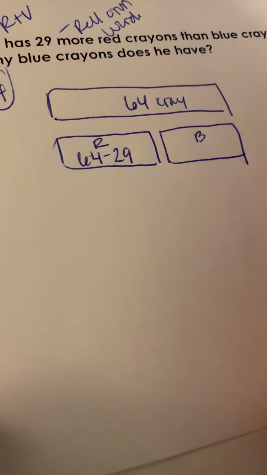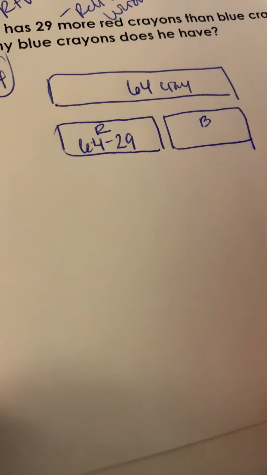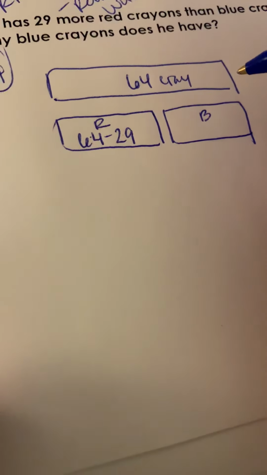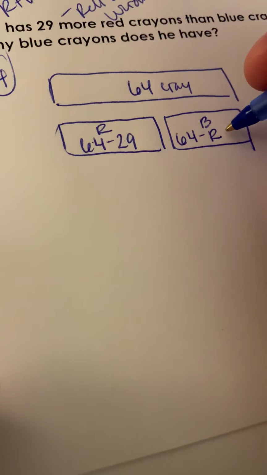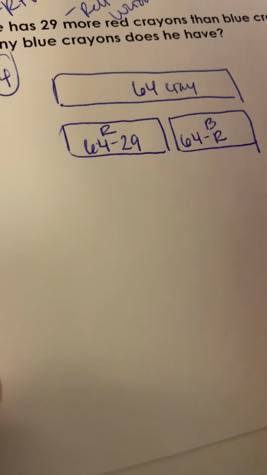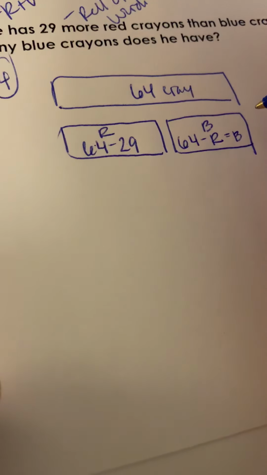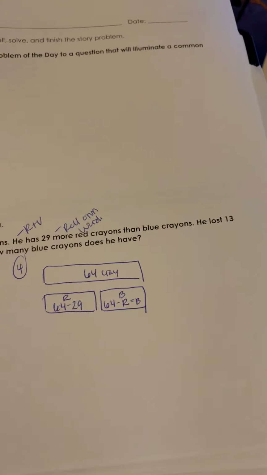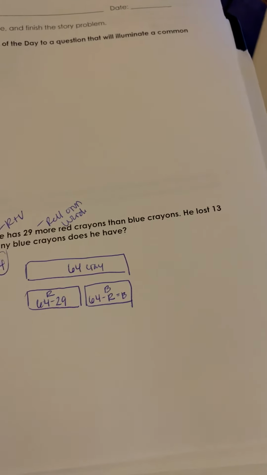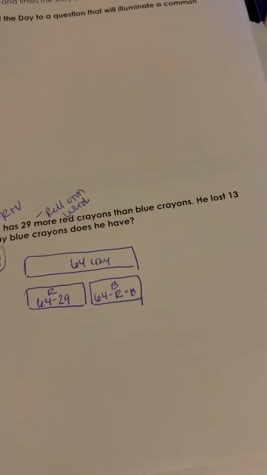So there's 29 more red than blue. So 64 minus 29 gives us red. That'll give me the red. To get the blue then, once I find the red, we would do 64 minus red equals blue. Holy macarena, this is insane. And then minus 13. This is a 3-step story problem.